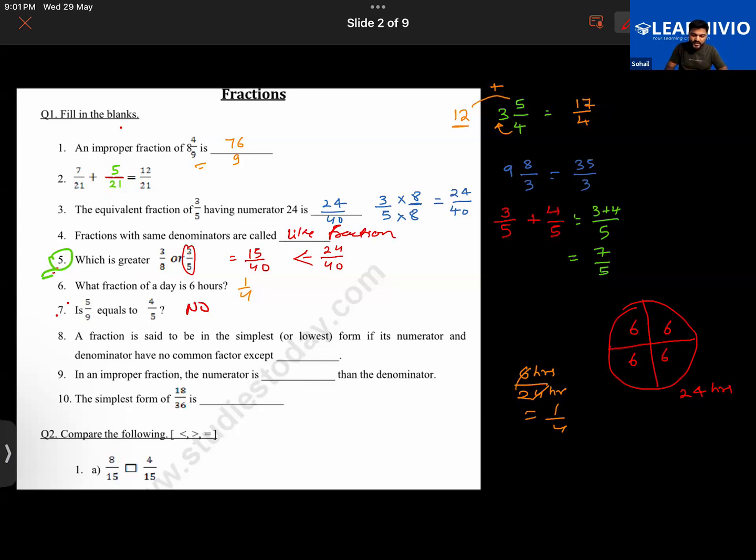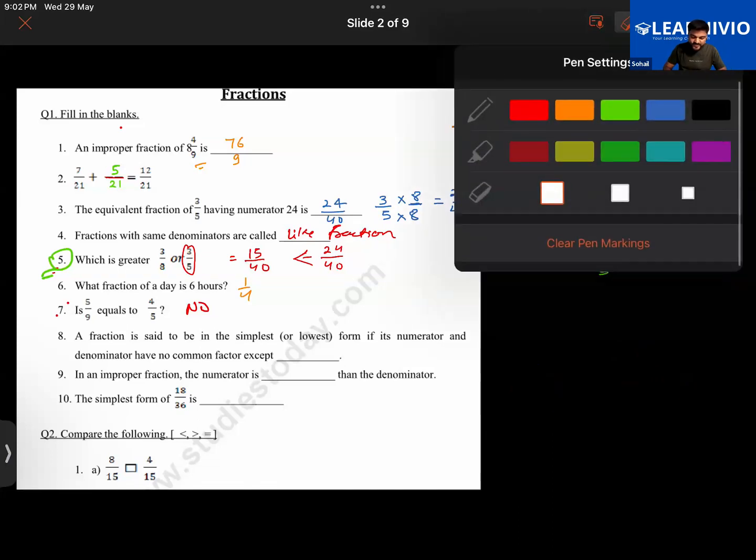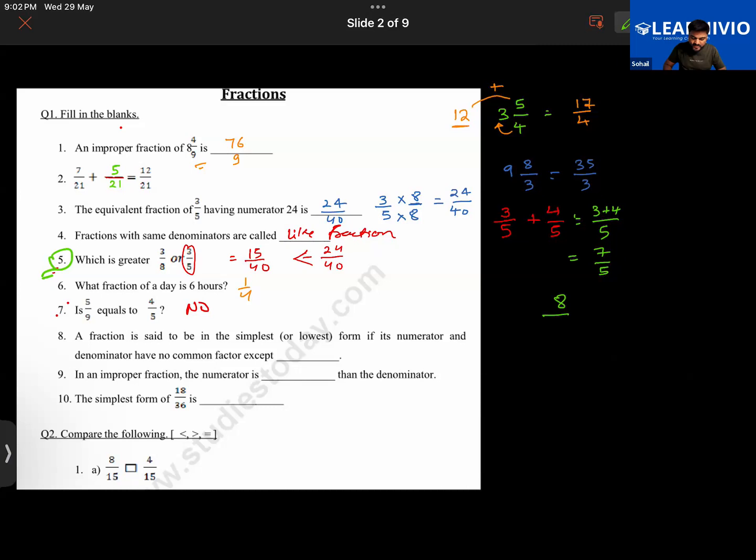Whenever we have a given fraction, say for example, 8 upon 16, it is not in standard form. What is the standard form of 8 upon 16? Standard form or simplest form, both are the same thing. Keep that in mind. 4/16 is further going to be reduced, so it is not the correct answer.